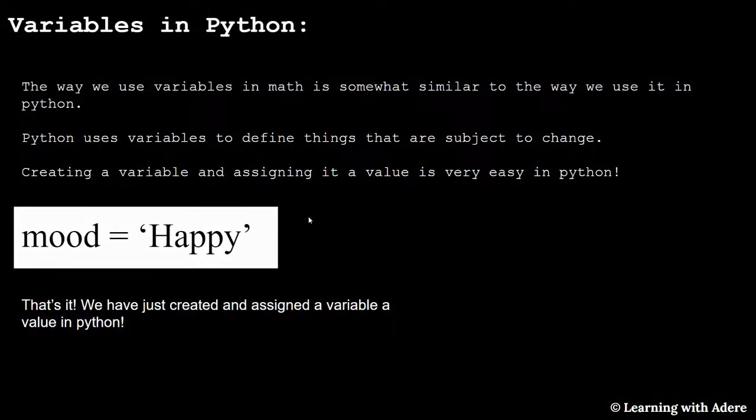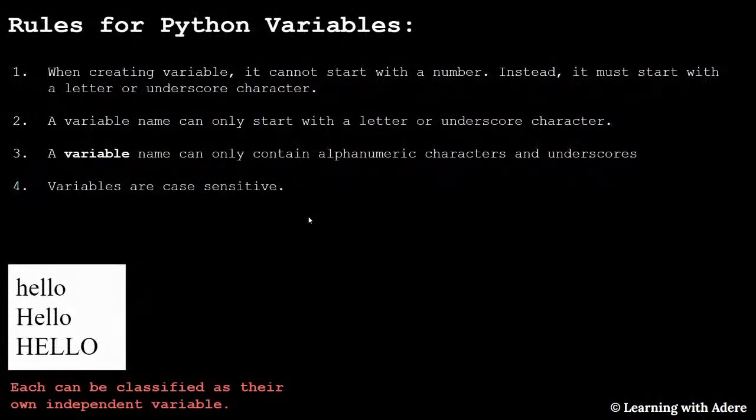Okay, so let's continue. Rules for Python variables. When creating a variable, it cannot start with a number. Instead, it must start with a letter or underscore character.